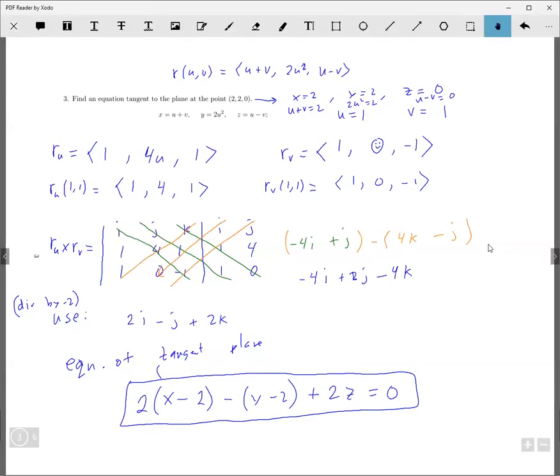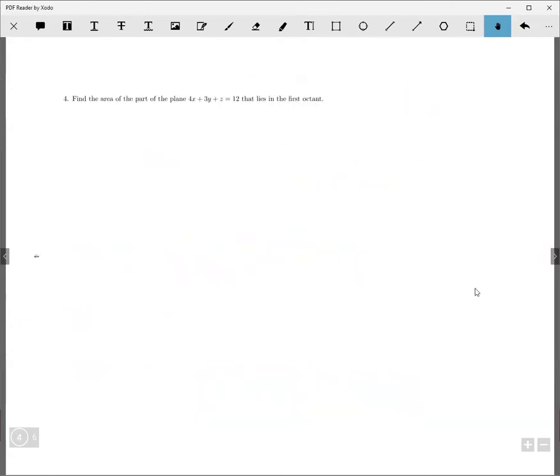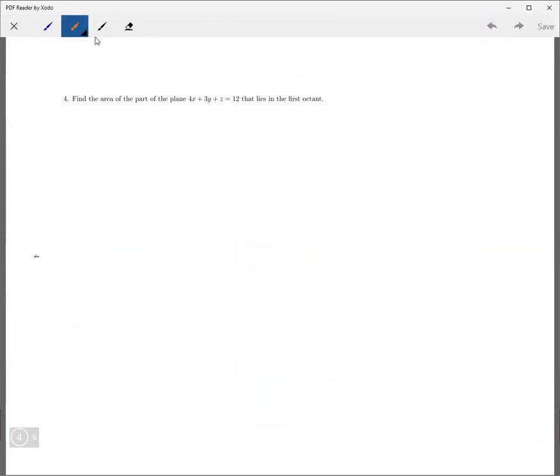Okay, any questions about that? This is sort of what we've been going over before, right? Yes, I think so. Okay. So number 4. We're going to find the area of the part of the plane that lies in the first octant. So this plane right here that lies in the first octant.